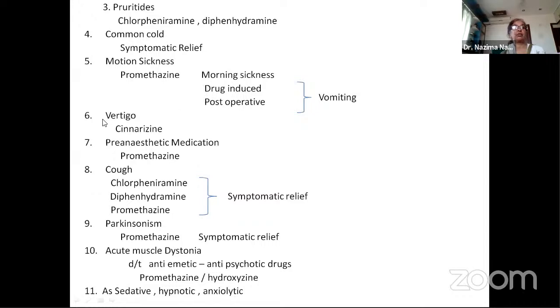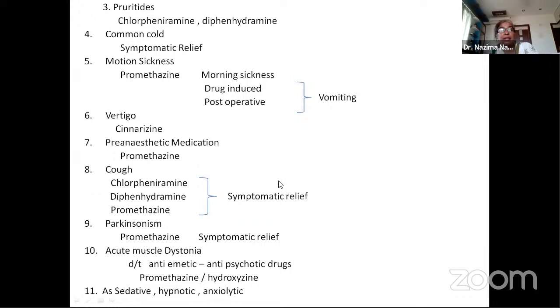The other indication of the H1 antihistaminics is in case of vertigo, where generally we use the drug cinnarizine. Then in case of pre-anesthetic medication, promethazine is one of the drugs which is used in the pre-anesthetic medication, which is given before different types of surgery. Cough is again one of the uses. It is used as antitussive drug.